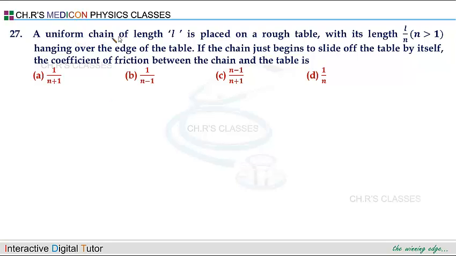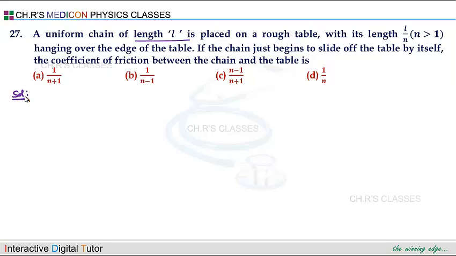A uniform chain of length L is placed on a rough table with its length L by N, N greater than 1, hanging over the edge of the table. If the chain just begins to slide off the table by itself, the coefficient of friction between the chain and the table is.